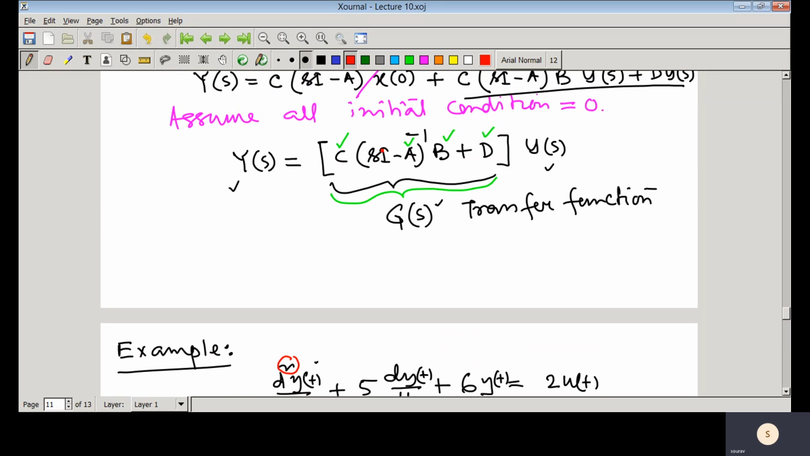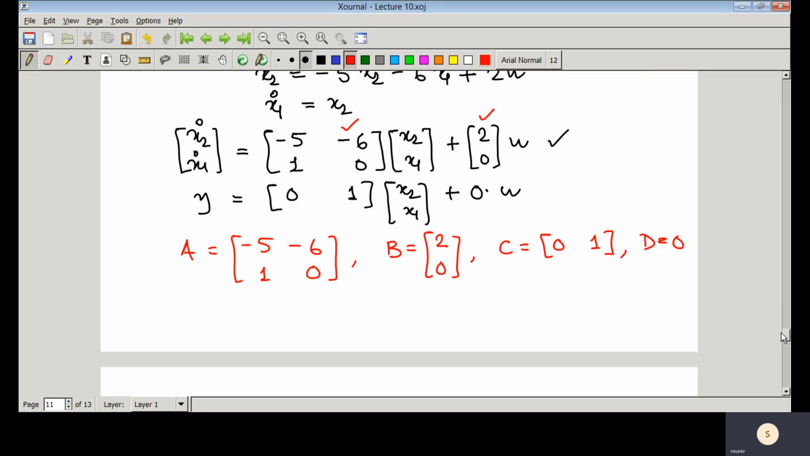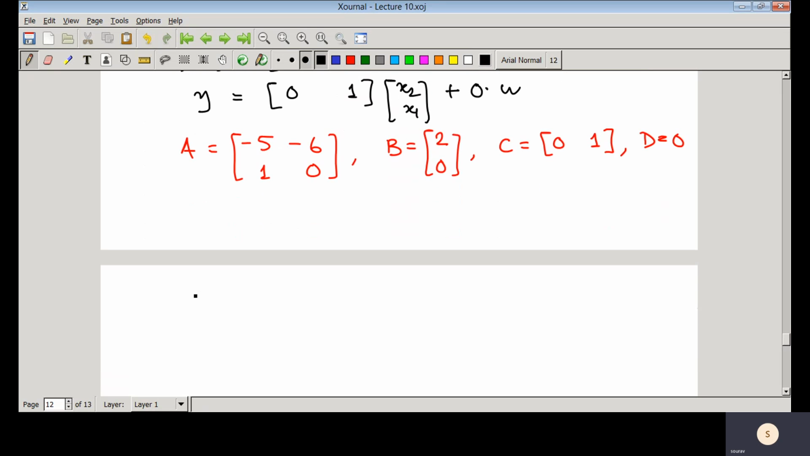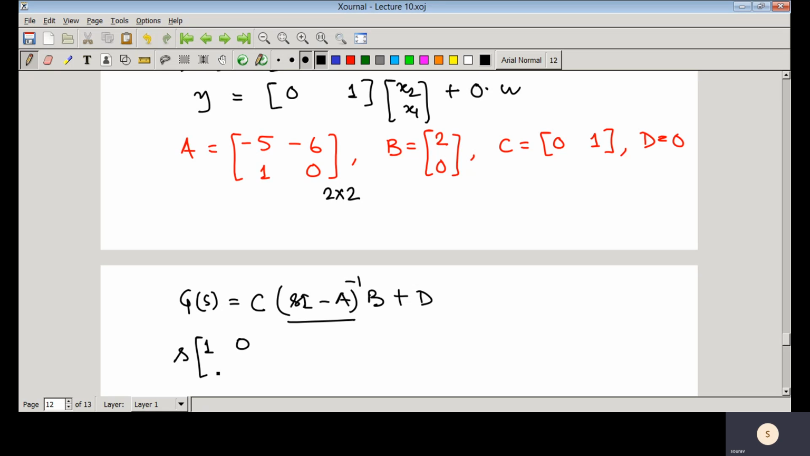As we have seen, whenever we have the state space representation, that means we have the A, B, C, D matrices, directly just by applying this formula we can find the transfer function. So let us see that G(s) is equal to C times (sI minus A) inverse times B plus D. So first we find what is that term. Here, as A is a 2 cross 2 matrix, it would be s times the 2 cross 2 identity matrix.